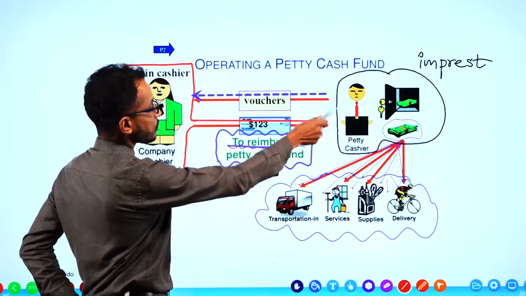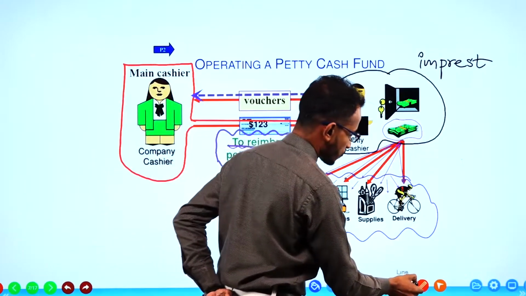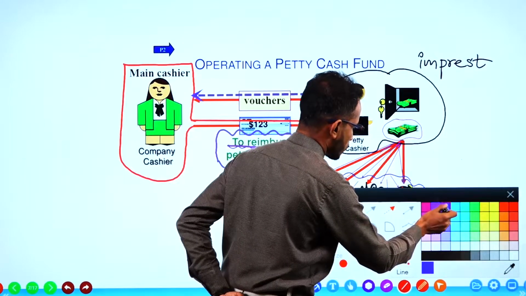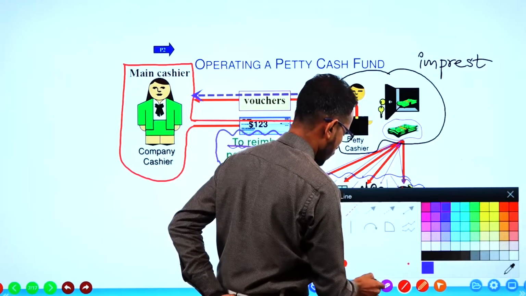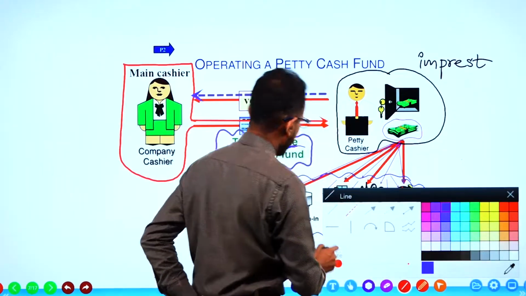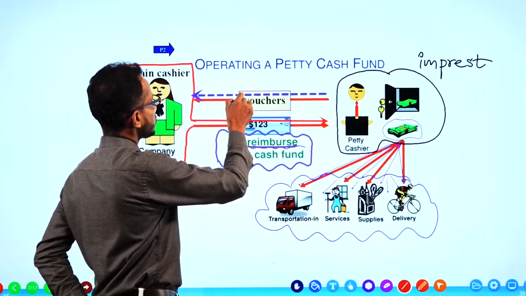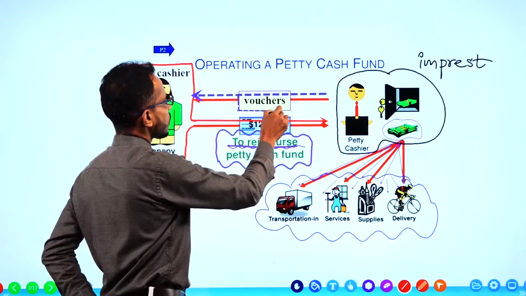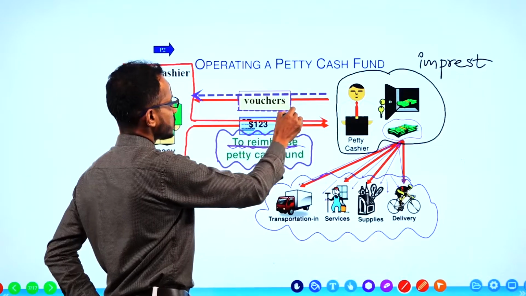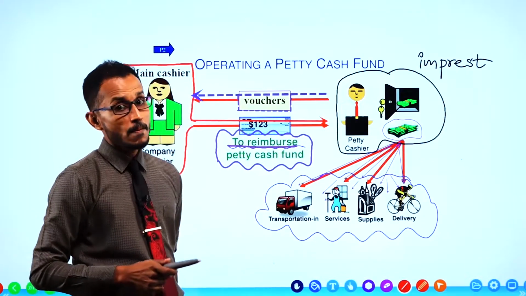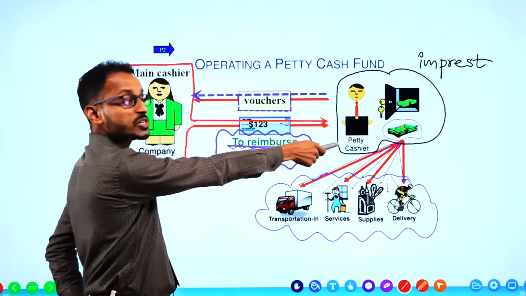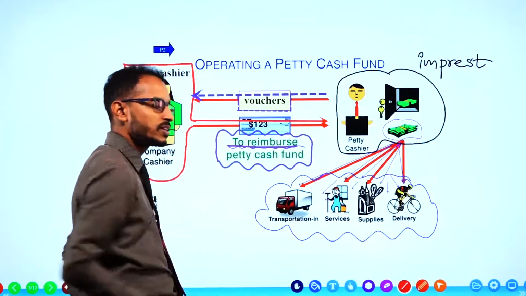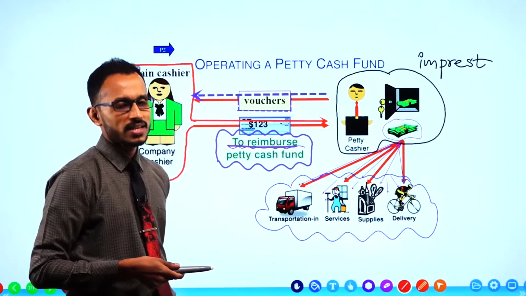With the vouchers, when he has produced the vouchers to the main cashier, then the main cashier provides that amount which is spent to the petty cashier, or reimburses that amount spent by the petty cashier.